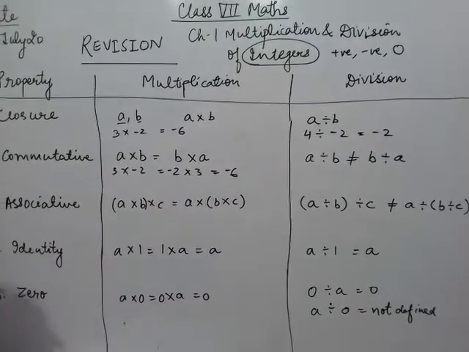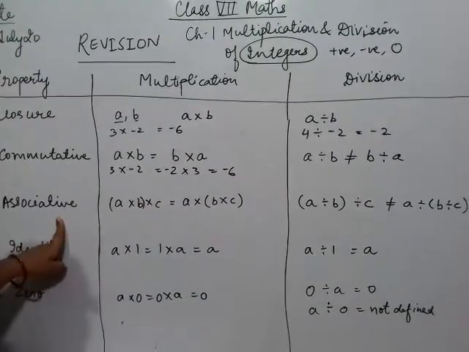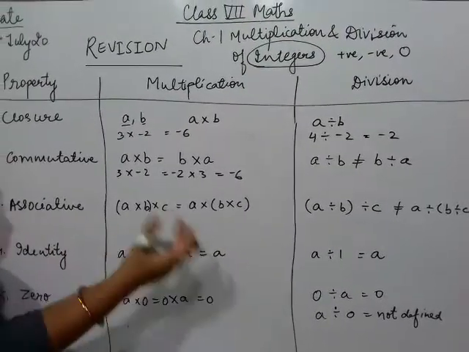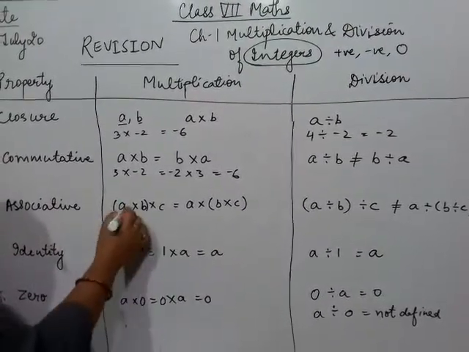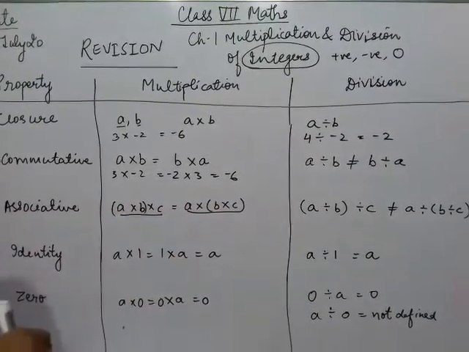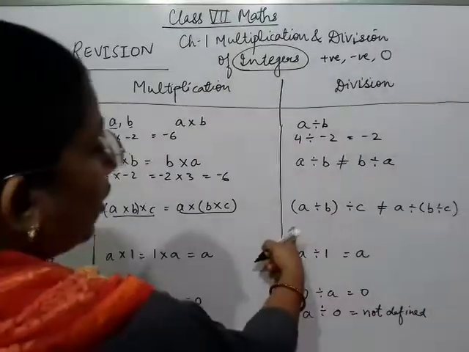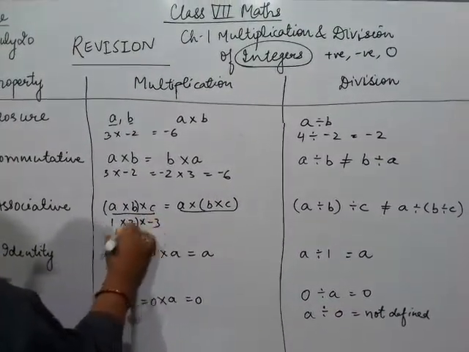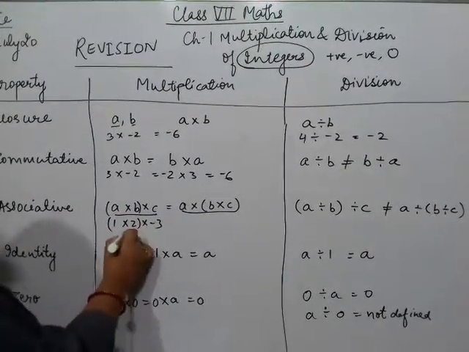Then we have the associative property. If we have the multiplication of more numbers, then the order of multiplication does not change the result in this also. But it is not true for division. Like for example 1 into 2 into -3 is there, so it is -6.